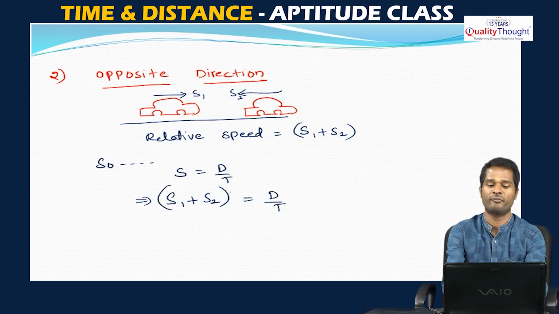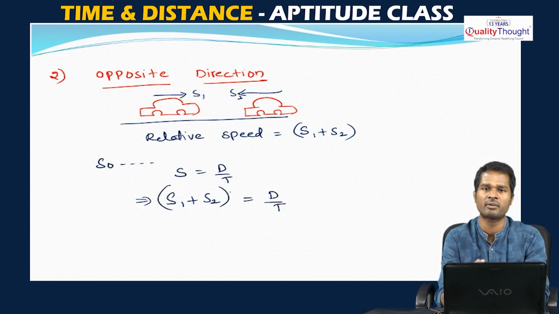That means whenever we solve a question about relative speed, in the same direction the speed will become s1 minus s2, and in the opposite direction the speed will become s1 plus s2. So these are the concepts.